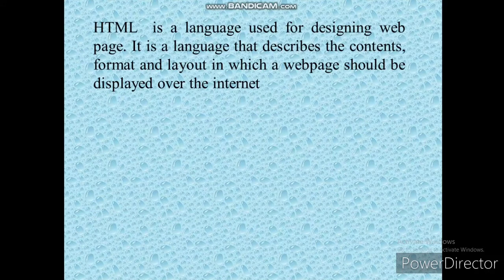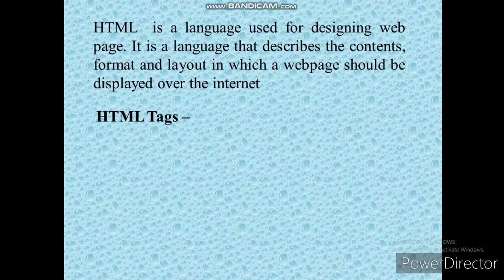so we can define HTML. HTML is a language used for designing web pages, right. With the help of HTML we can design web pages. And what is the web pages? I have already explained. It is a language that describes the contents, format and layout in which a web page should be displayed over the internet. HTML is a language that describes the format in which a web page is displayed on the internet.